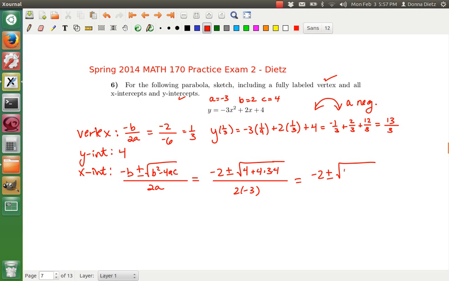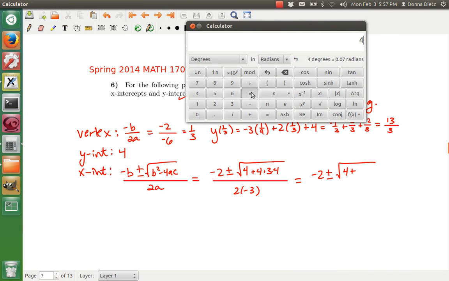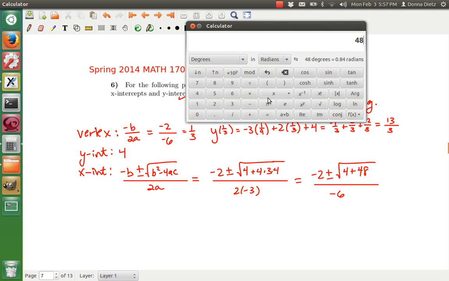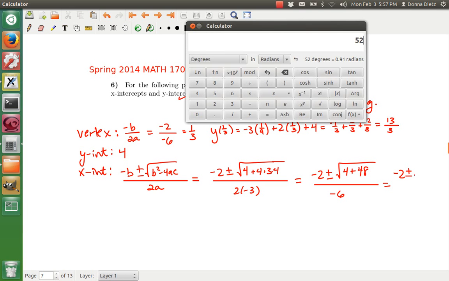4 plus, oh, how obnoxious this is, right? So this is 3 times 4 times 4. Alright, and that's 48. Now what's 48 plus 4? We hope it's a perfect square. Well, it's not. So it's a 52.